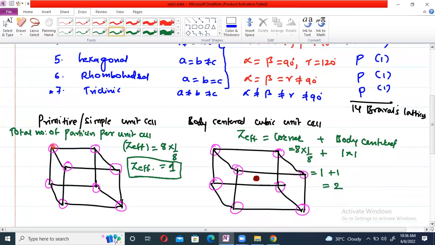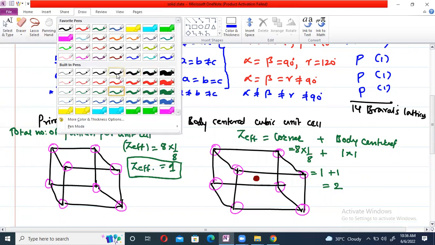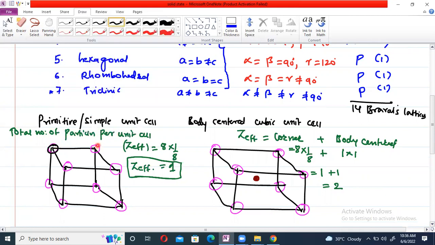But in simple, if you see, we will think that in the simple cube we have 8 constituent particles. But do you know, one atom is contributing its 1 by 8th part to the cubic unit cell. So 8 atoms will contribute 8 into 1 by 8, that is 1. So total number of atoms in this primitive or simple unit cell is equal to 1. Same case here: total number of atoms in this unit cell looks like 9, but actually 9 is not there, only 2, because the constituent particles at the corner give 8 into 1 by 8, and 1 is at the body center, so 1 into 1; total becomes 2.